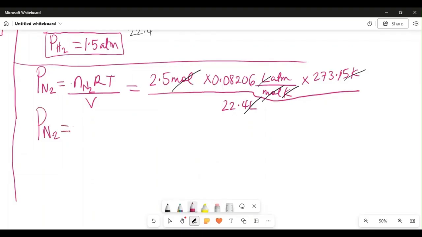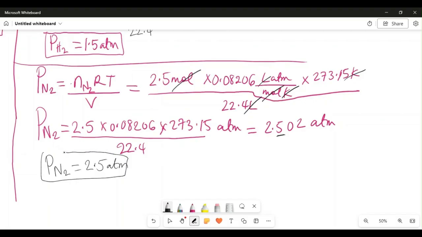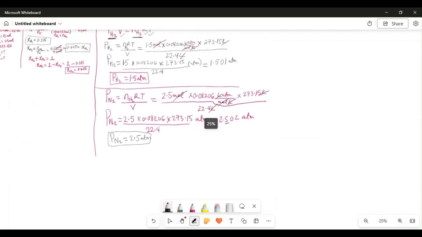P of N2 equals 2.5 times 0.08206 times 273.15 divided by 22.4, and then there are atmospheres here. You put all of this information into your calculator to get 2.502 atmospheres, and sticking to two sig figs, we end up getting the pressure of nitrogen gas to be 2.5 atmospheres. So that is the second part of the question practically solved.